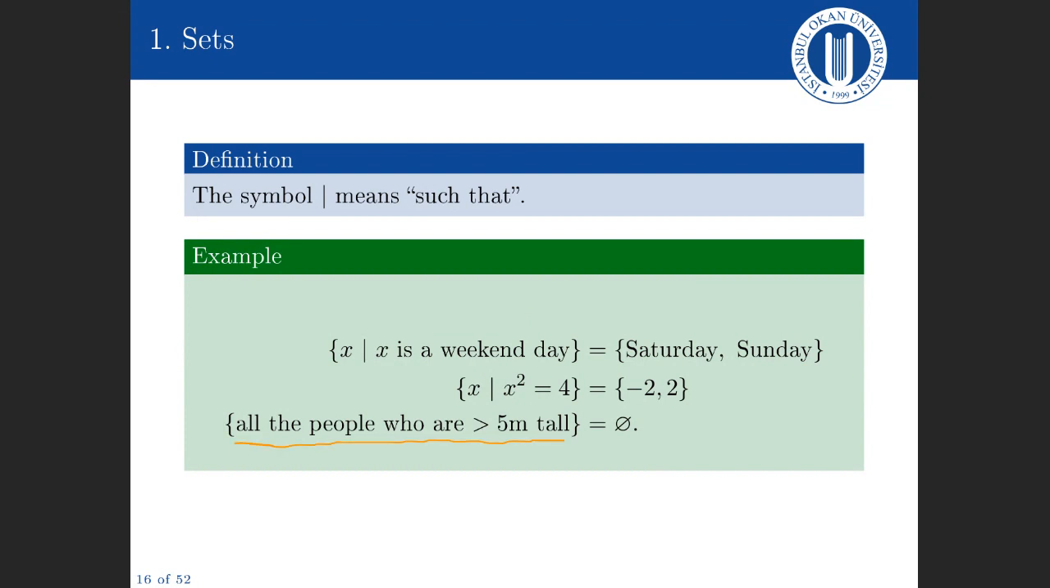Final example, the set of all of the people in the world who are greater than 5 meters tall. Nobody in the world is more than 5 meters tall. This is the empty set.